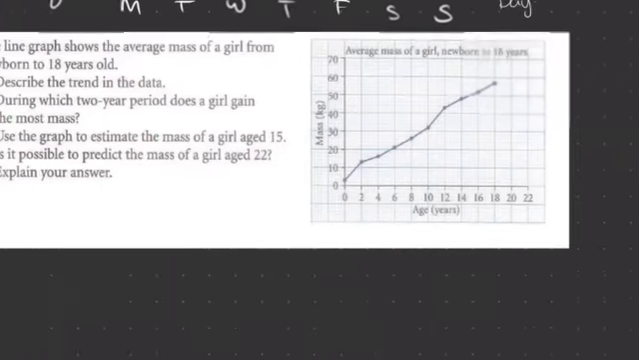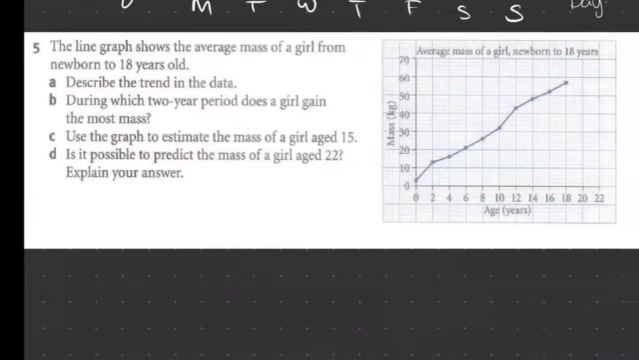Then the next one here, describe the trend of the data. You can see that it is increasing. During which 2 year period does she gain the most weight or the most mass? Should be 10 to 12. Yeah. 2 year period gain the most mass.